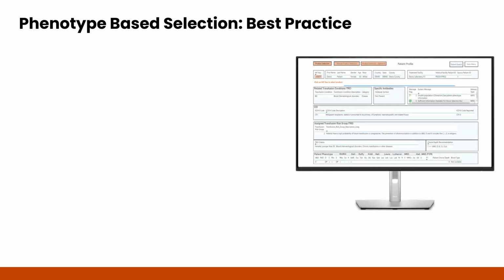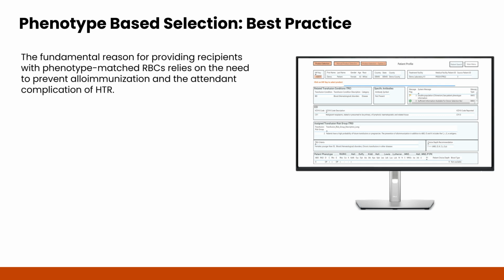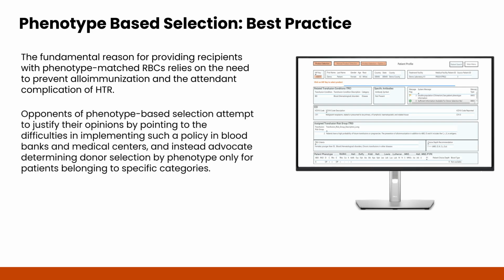Is phenotype-based selection the best practice for patient-donor RBC selection? We think so. The fundamental reason for providing recipients with phenotype-matched RBCs relies on the need to prevent alloimmunization and the attendant complication of HTR. Is there disagreement with this approach? Yes. Opponents of phenotype-based selection attempt to justify their opinions by pointing to the difficulties in implementing such a policy in blood banks and medical centers. They instead advocate for determining donor selection by phenotype only for patients belonging to specific categories.